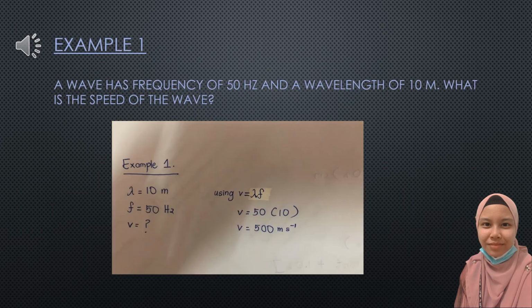Okay, now let's move on to the exercise. Example 1. A wave has frequency of 50 Hz and a wavelength of 10 meters. What is the speed of the wave? Okay, yang diberi adalah wavelength dan frekuensi, dan yang perlu dicari adalah speed, which velocity. So dengan menggunakan rumus v equals to wavelength times frequency, kita masukkan nilai wavelength adalah 10 dan nilai frekuensi adalah 50. So kita akan dapat speed dia 500 ms per ms -1.